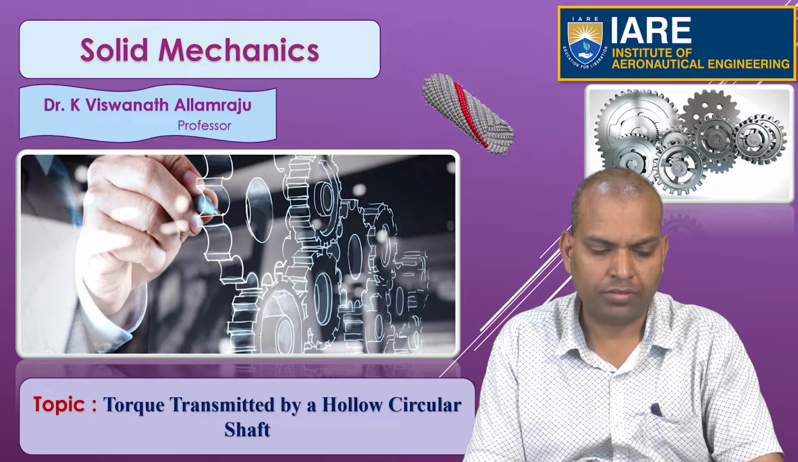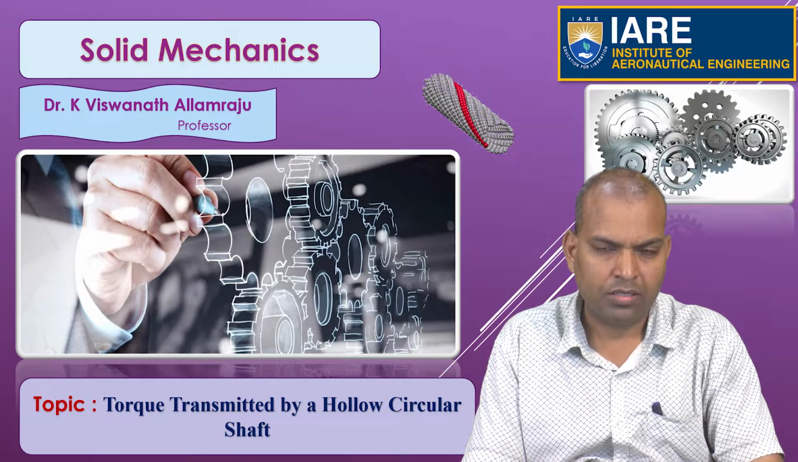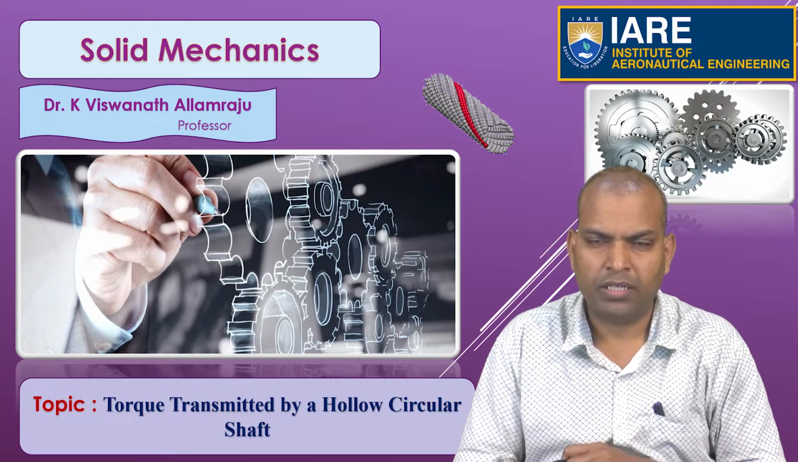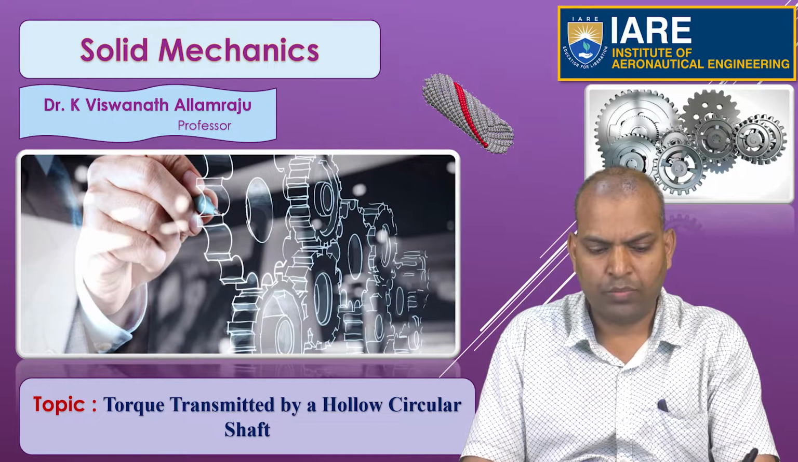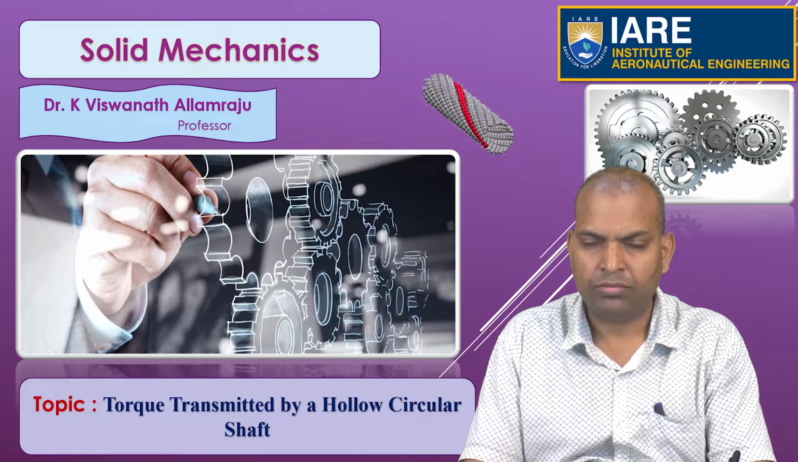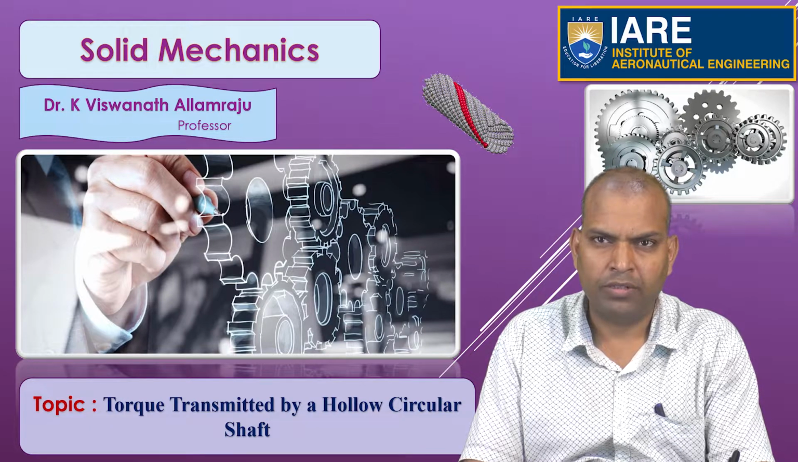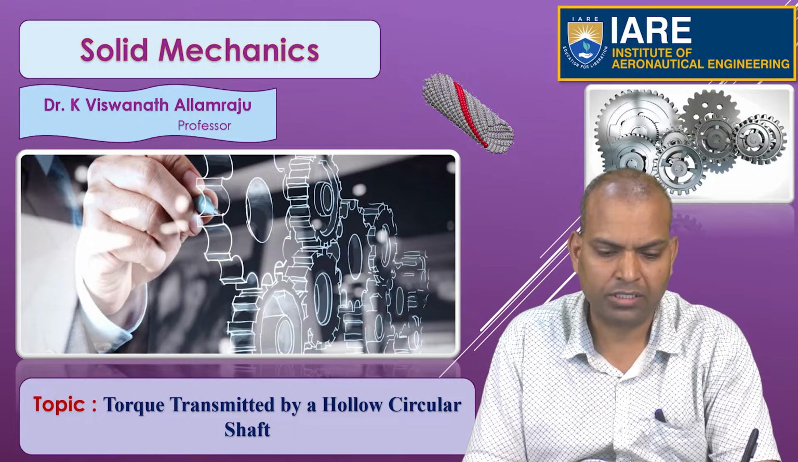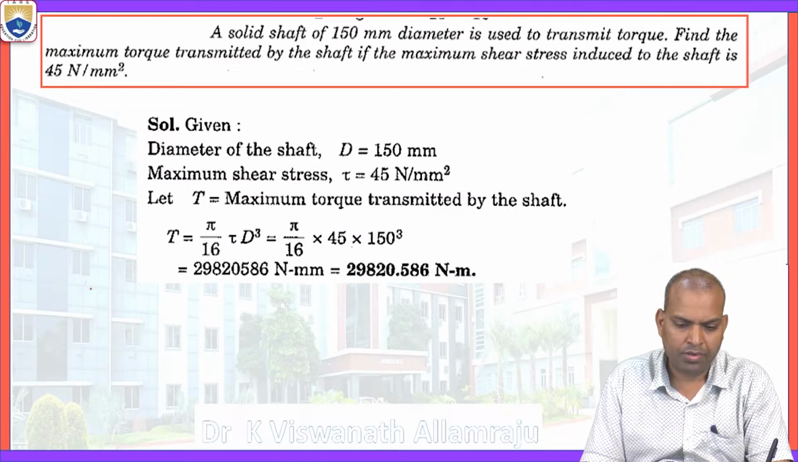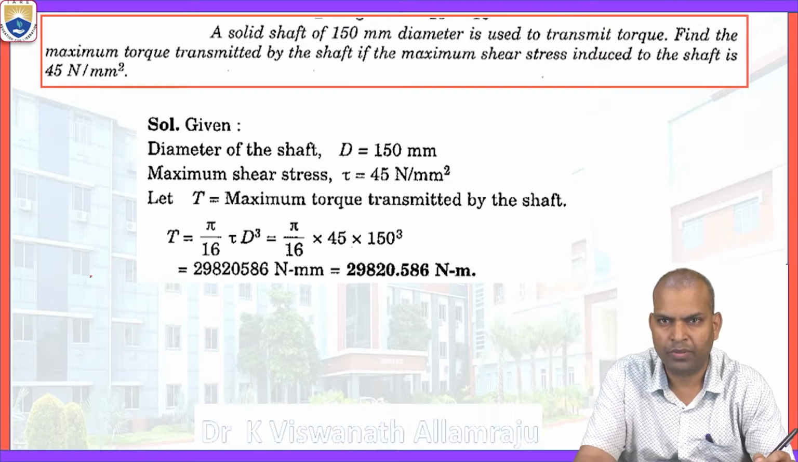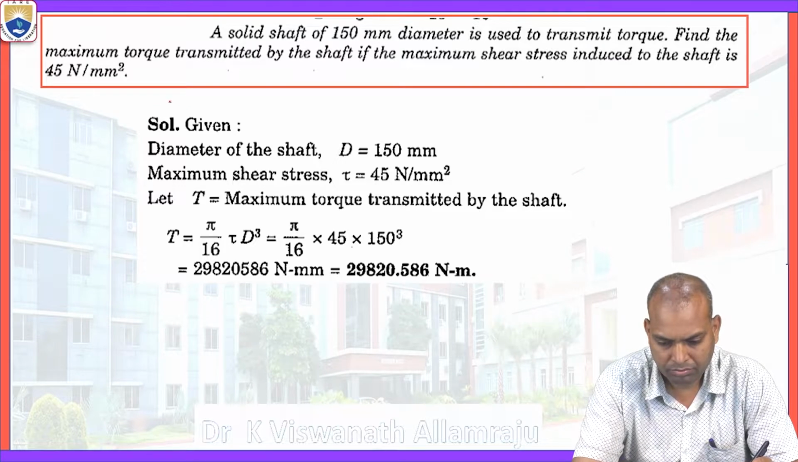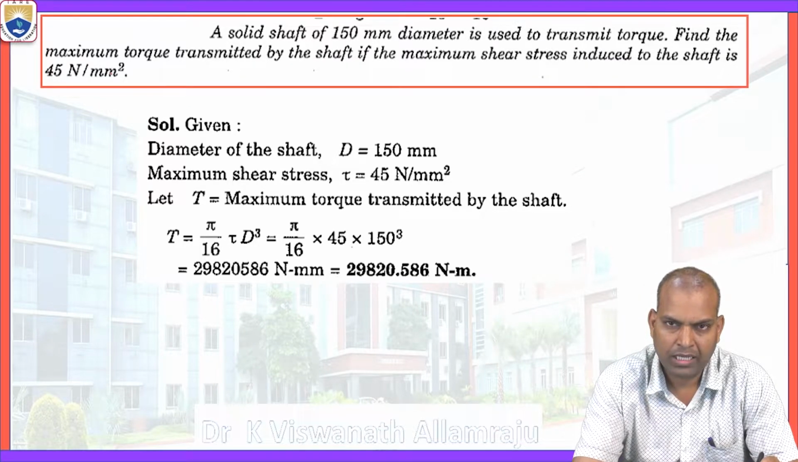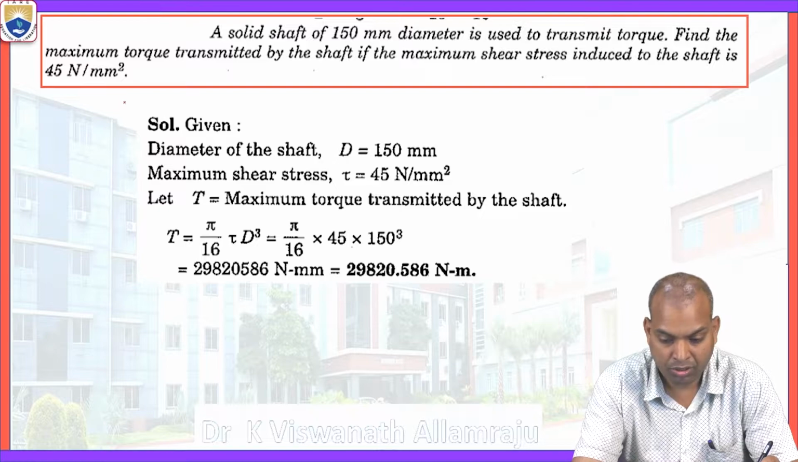In this session, we are going to study the torque transmitted by a hollow circular shaft. The Bloom's taxonomy level related to this topic is apply level, and the course outcome is course outcome number 6. Now, we are going to solve some problems, and we have to calculate the torque transmitted by a solid shaft also.